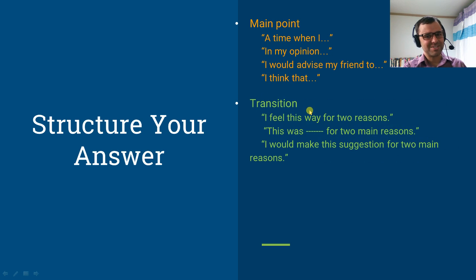Next, you need a transitional sentence. The easiest one to use is, I feel this way for 2 reasons. You can use this with pretty much every single question style. If you want to get a bit more specific, this was memorable for 2 main reasons for your personal experience. This was challenging for 2 main reasons.